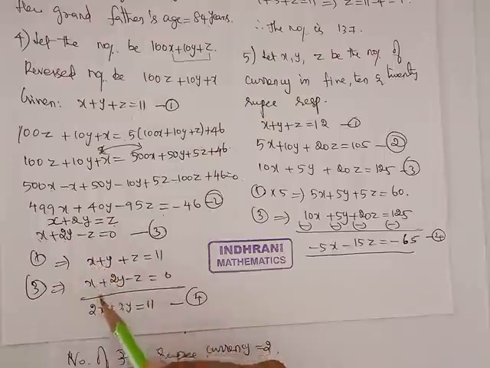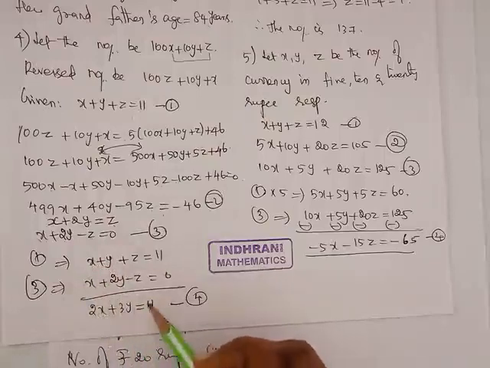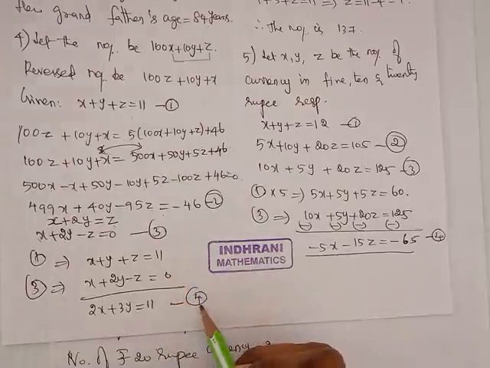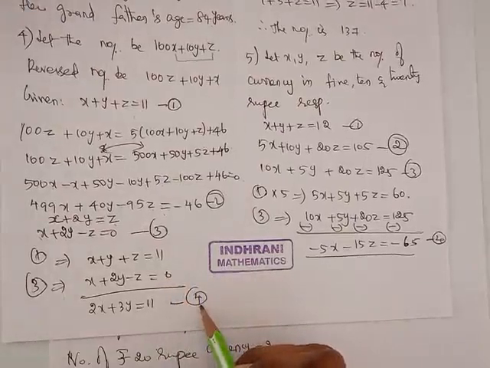x plus x becomes 2x, plus y plus 2y becomes 3y, equal to 11 plus 0 is 11. This is called equation number 4. Now I am going to find equation number 5.